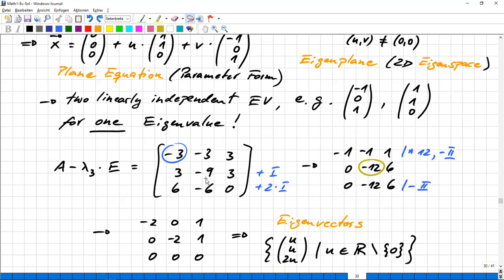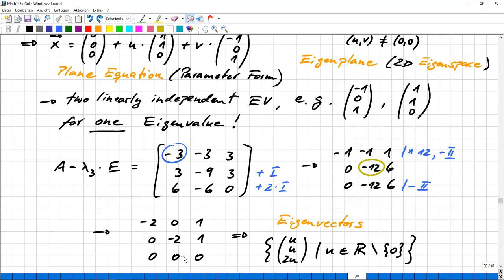Then -6 plus 2 times -3. So it's -6, -6 is -12 again. And 0 plus 2 times 3 is 6. So you see, suddenly the second and third row are identical, and we can almost stop the procedure and replace this by a 0 row, because that's a nice point.